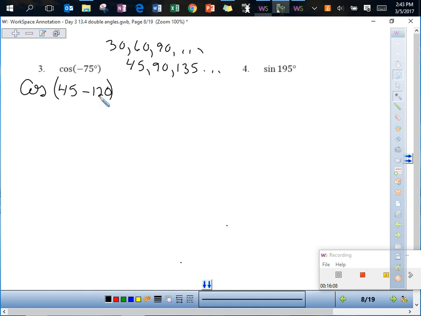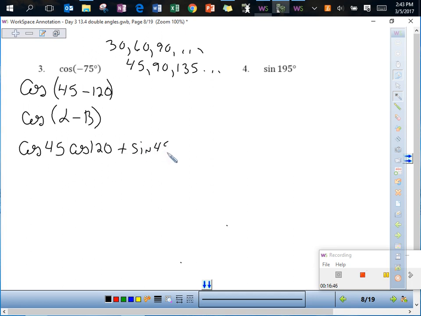Here's what I really did, guys. I got positive 75. That was my thinking. I got positive 75, and then I just flipped them around. So I just volunteered to use cosine of alpha minus beta. So you're going to go grab that formula off your note card. It's the second one down. So when I start writing this out, I'm going to have cosine of 45, cosine of 120, plus sine of 45, sine of 120.